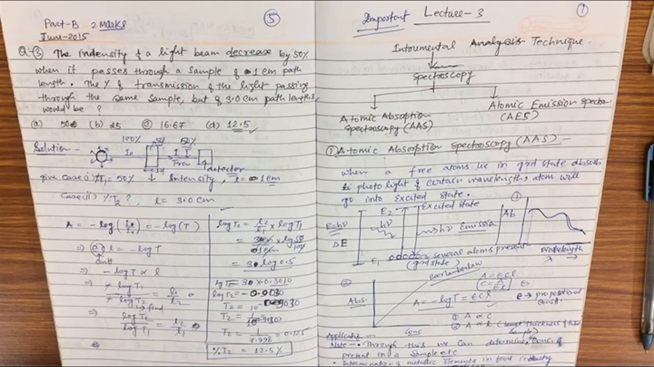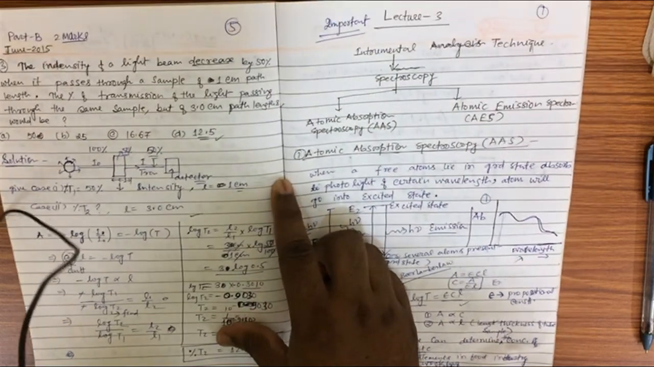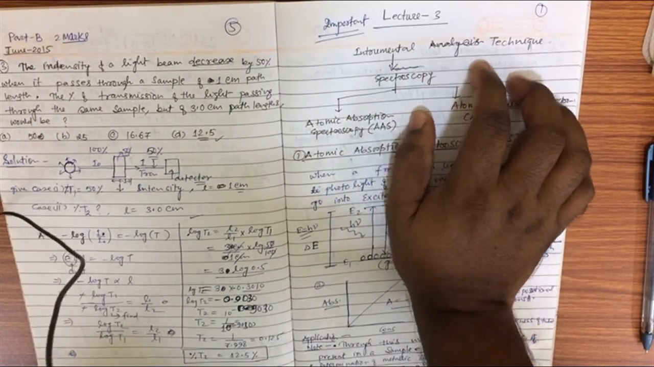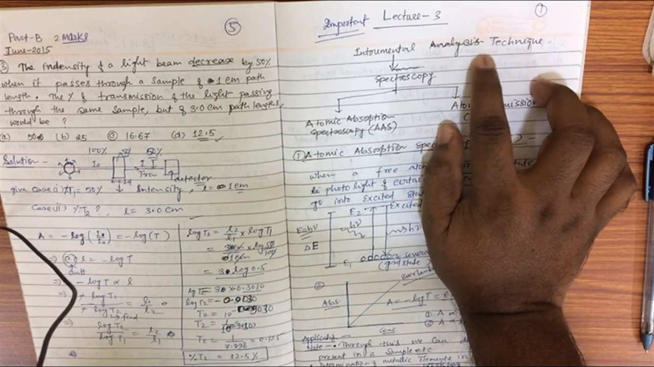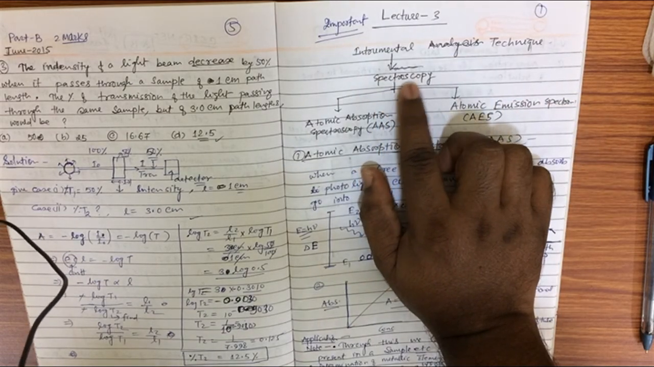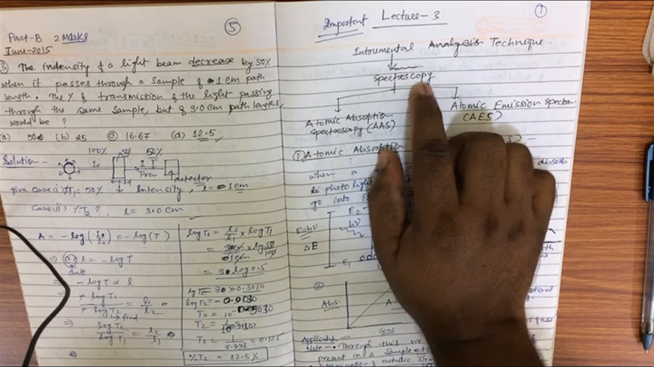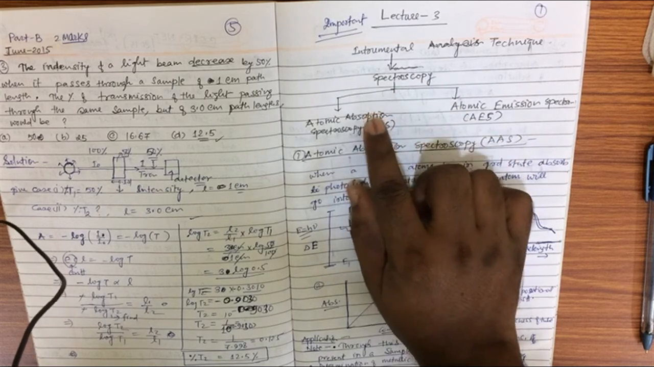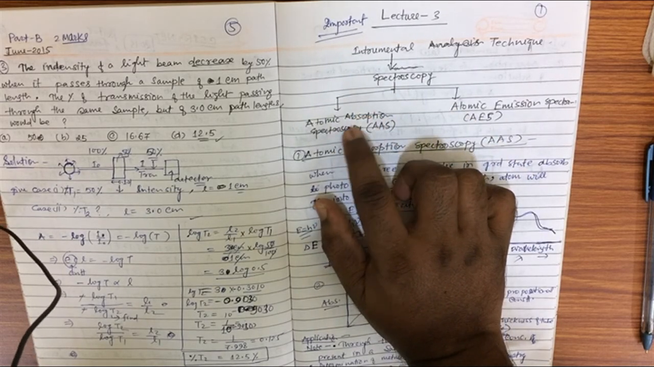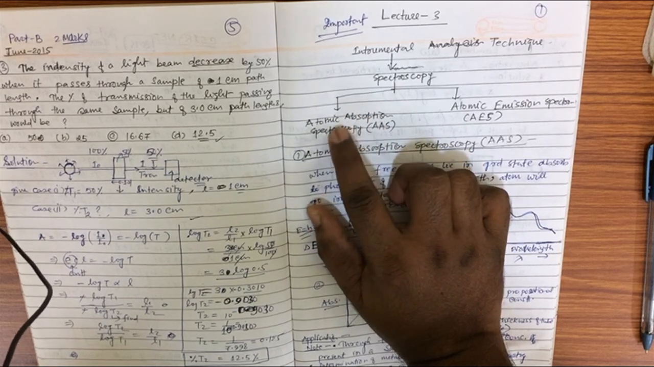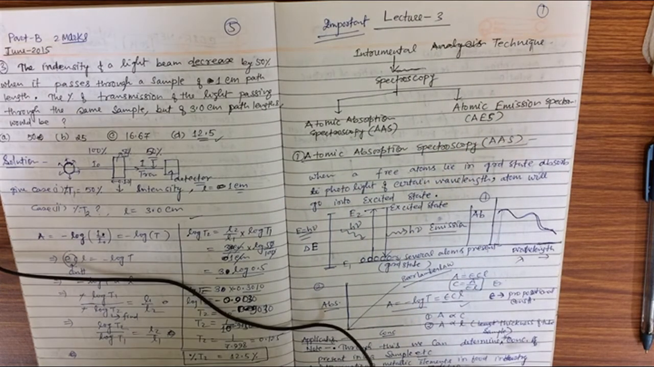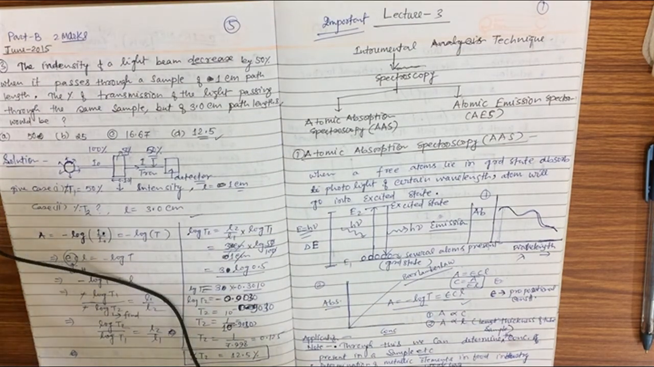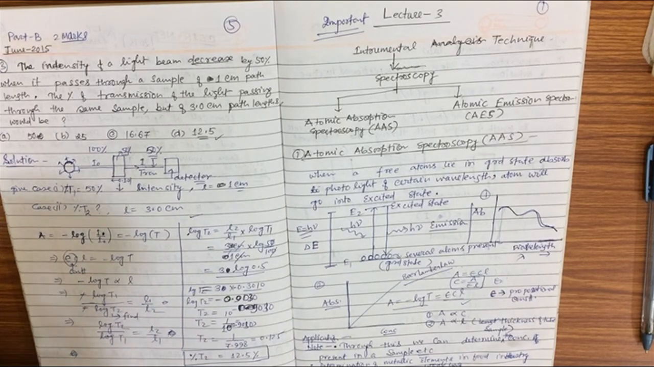Okay, now I start. In lecture 3, I will discuss instrumental techniques. These techniques are based on spectroscopy, and inside this we study atomic absorption spectroscopy and atomic emission spectroscopy.